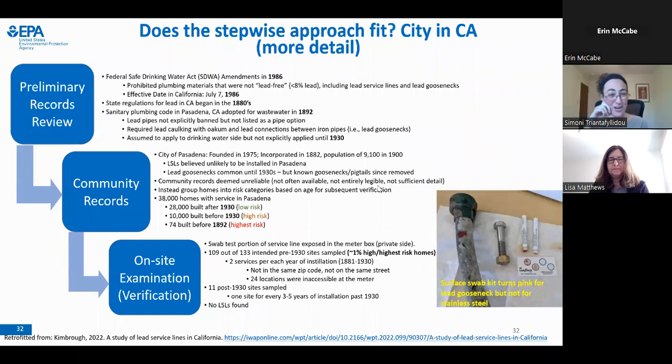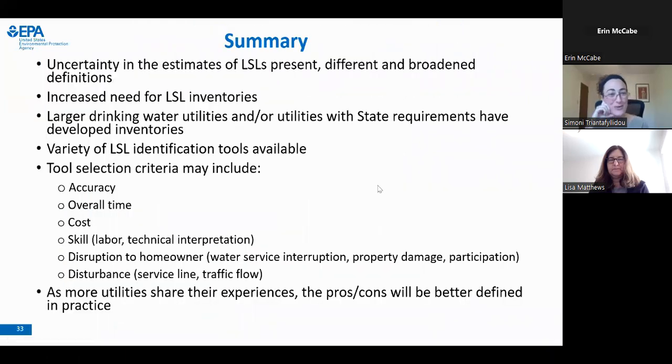Here's more details for California if you would like to have them for your files, although I'm not going to go into detail on those. But overall, based on the information that I have provided to you today, there is uncertainty in the estimates of lead service lines present, especially because of different and broadening definitions through the years. There's an increased need for lead service line inventories and in fact a requirement. But we can learn a lot from larger drinking water utilities and or utilities with state requirements that have already developed inventories. Based on their experience, there's a variety of lead service line identification tools that are available, and you can pick from based on various criteria.